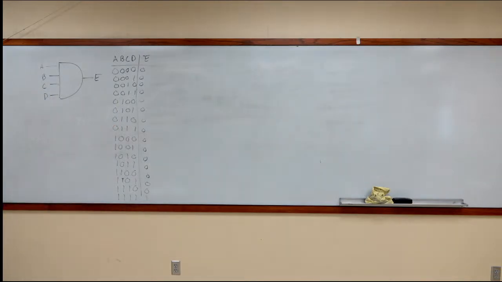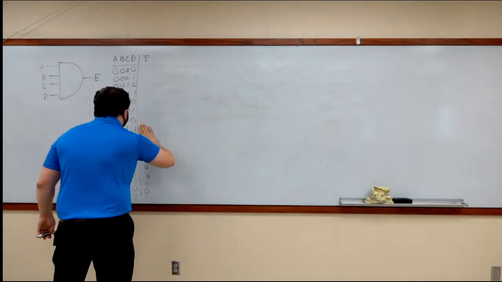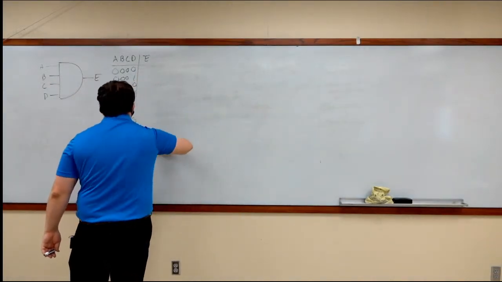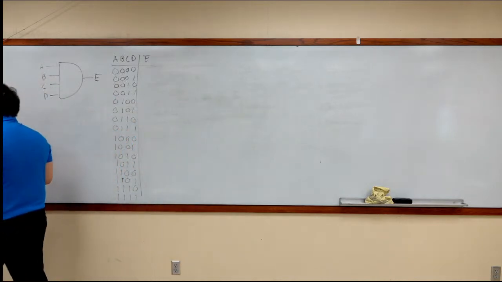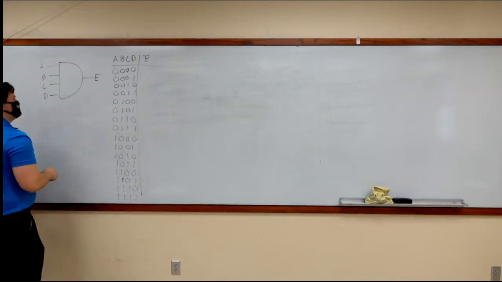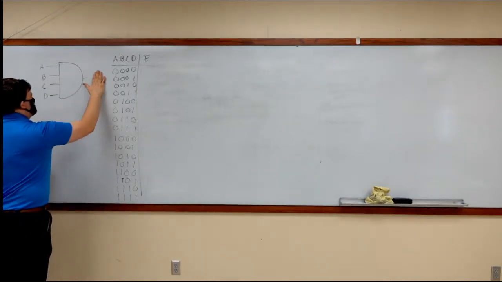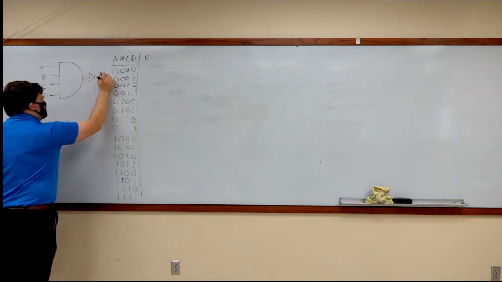Now let's get a little crazy. I'm going to take this system, and instead of rewriting the entire thing, I'm just going to erase on my end because I'm a lazy man. We're going to take the output of this, plug it into a NOT gate, and have that be E.